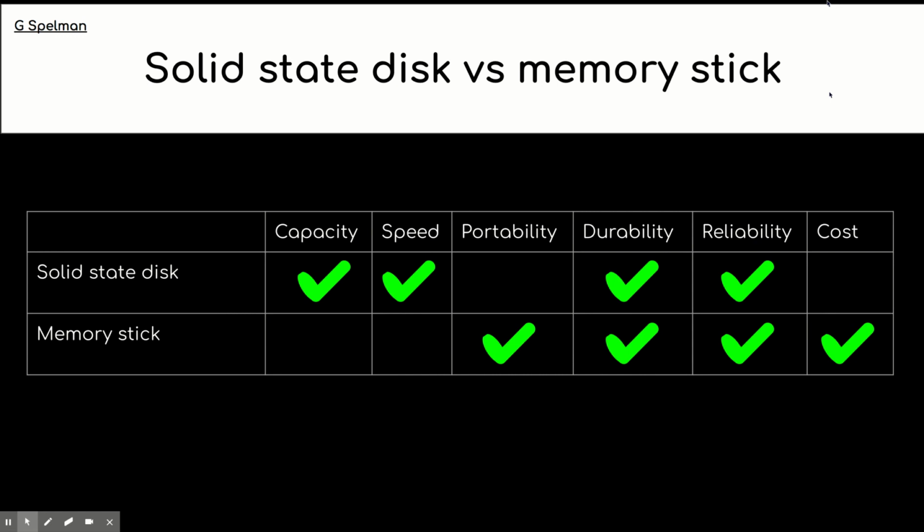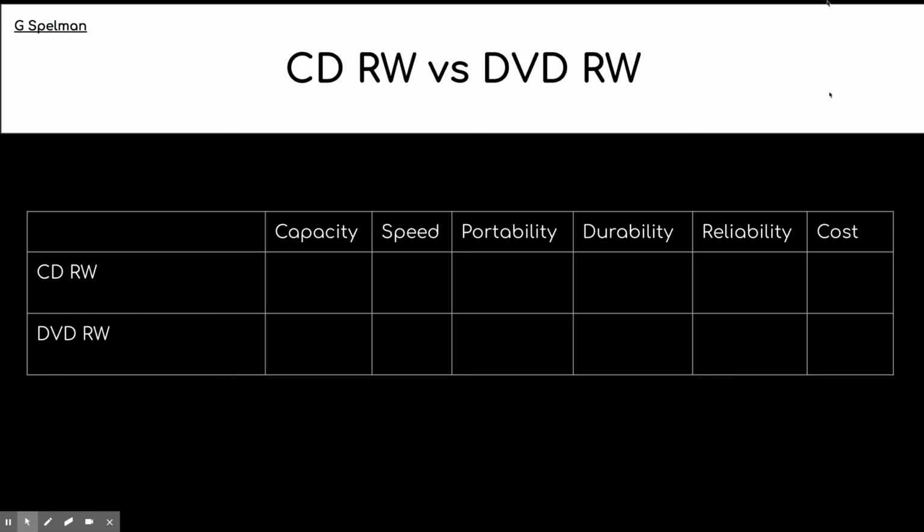Durability, they're both durable, and reliability, I feel they're both reliable, so I tick both for that. And cost, well, it's no surprise that when the solid state disk has got a bigger capacity and is faster, you would be spending more on that. So the memory stick is better if you're concerned about cost. And one more, and this time we're looking at optical technology. We're comparing a CD, which can be read and written to, with a DVD, which can be read and written to.